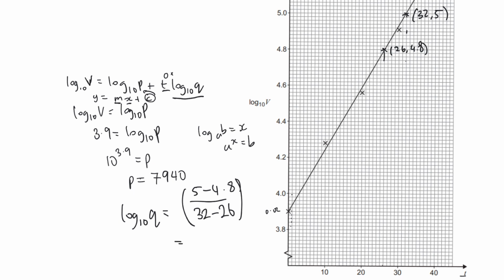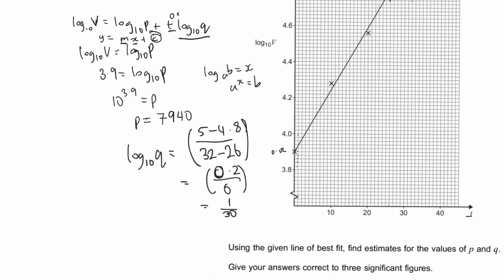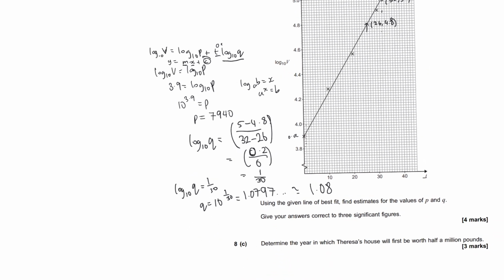And so in your calculator, that would leave you with 0.2 over 6, which would be 1 over 30. So then log 10 q is equal to 1 over 30, so then q would be equal to 10 to the power of 1 over 30, which in your calculator would give you 1.0797 roughly, and to three significant figures that would be 1.08.